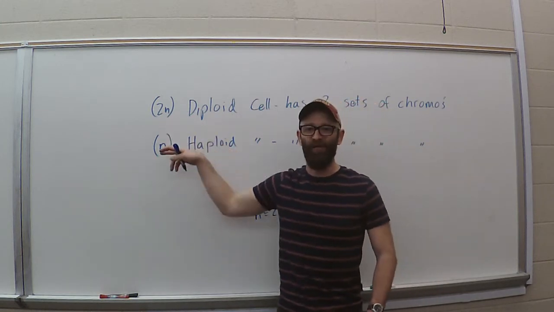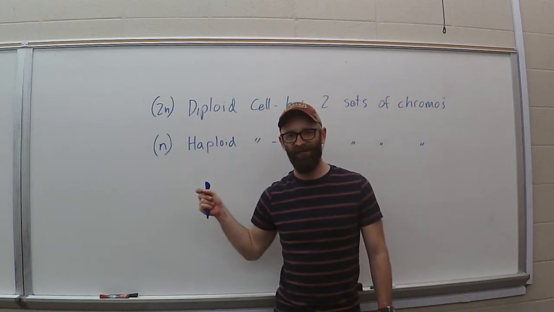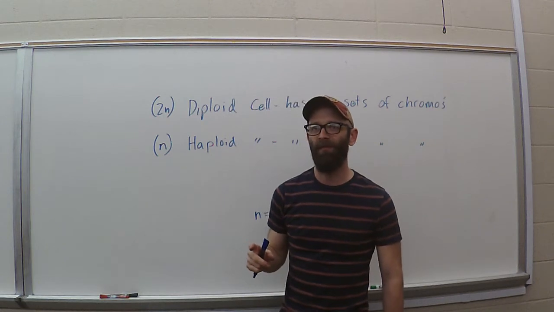So the N and the 2N really just refer to the number of chromosomes in that cell, where N is the number of chromosome pairs.